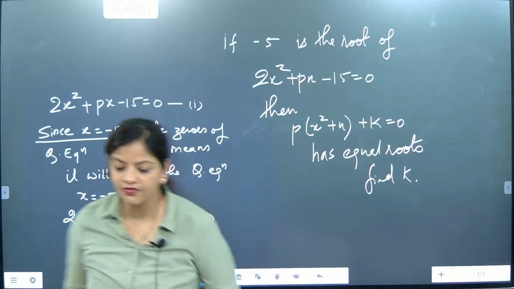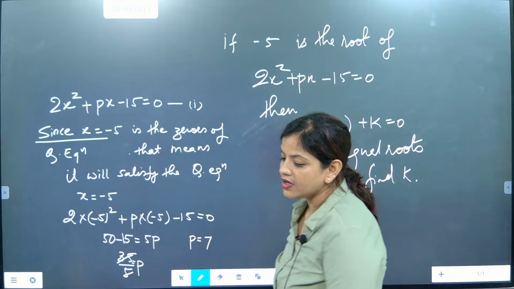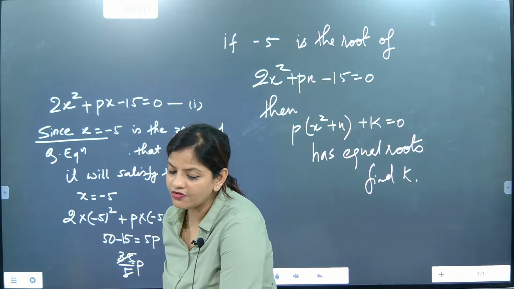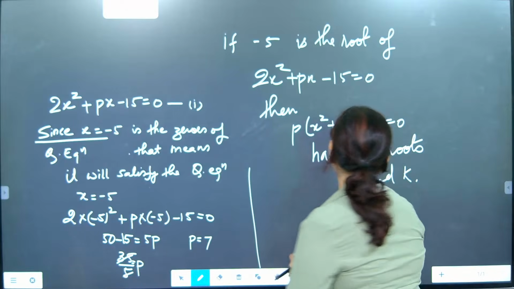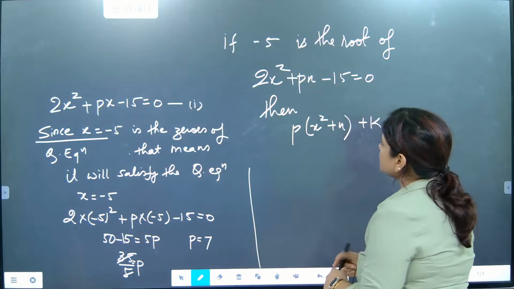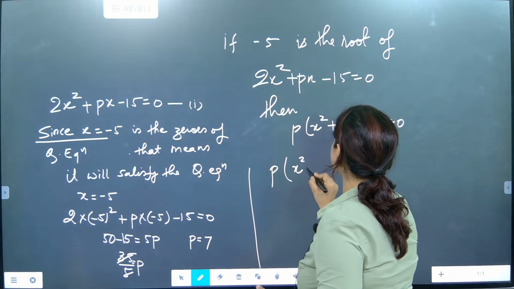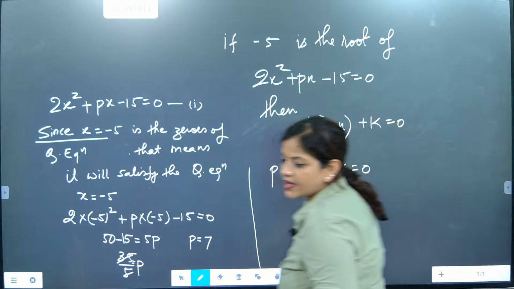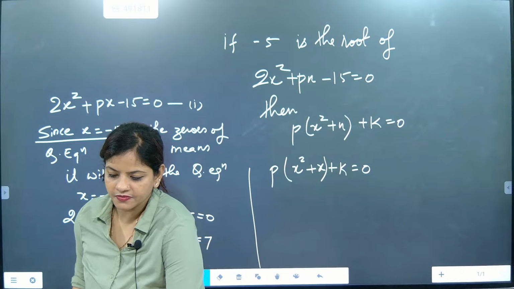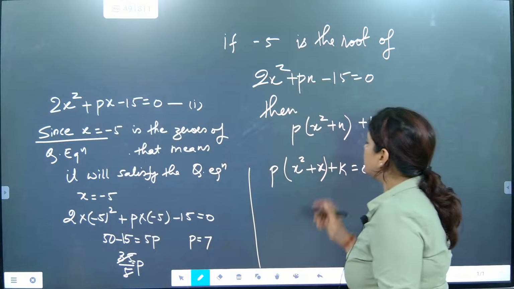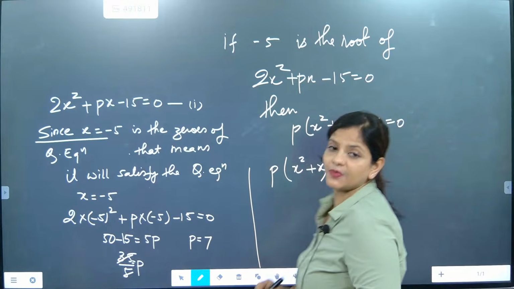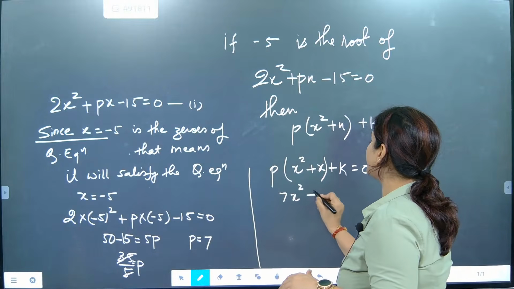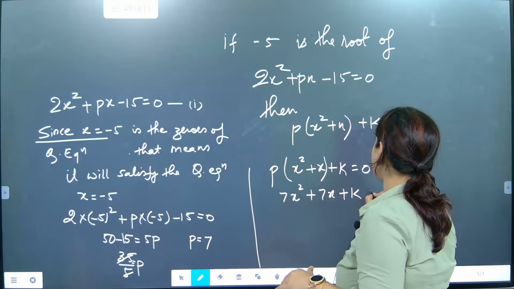Now you need to find the value of k. Understood? You need to find the value of k. So now the equation is px square plus x plus k equal to 0. Once you have written this, the p value is coming as 7, so it will become 7x square plus 7x plus k equal to 0.